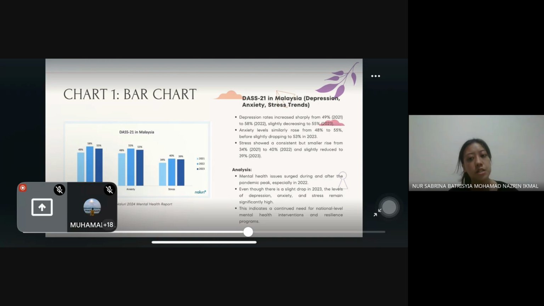Now, mental health issues surged significantly during and immediately after the peak of the pandemic in 2022. Although there is a slight drop in 2023, the overall levels of depression, anxiety, and stress remain high, which is higher than the pre-pandemic levels. And this shows that mental health concerns in Malaysia are not just short-term reactions to COVID-19, but they're also becoming a long-term public health issue.